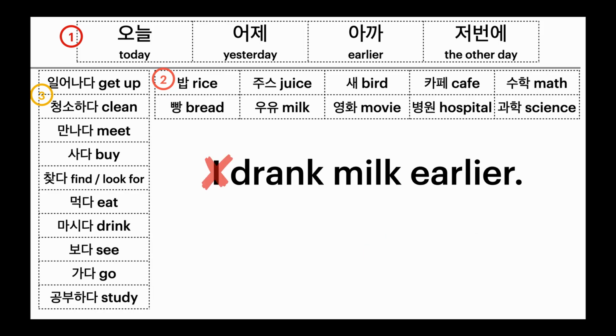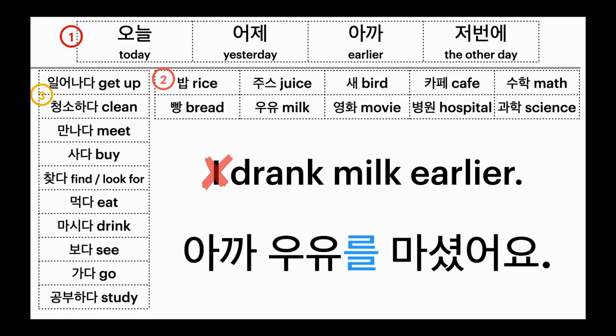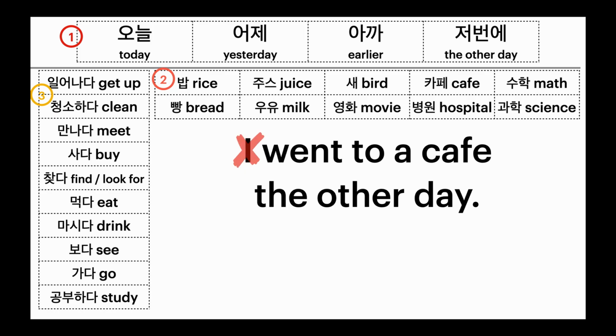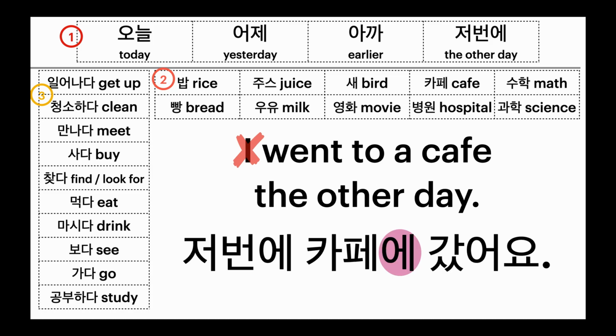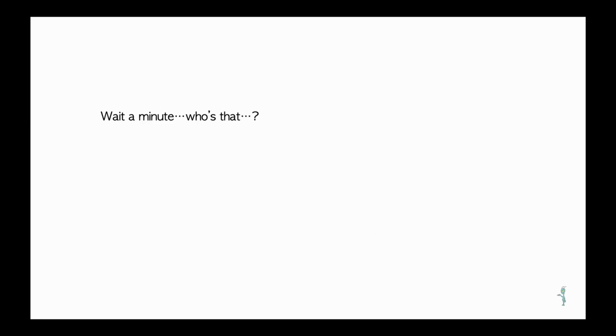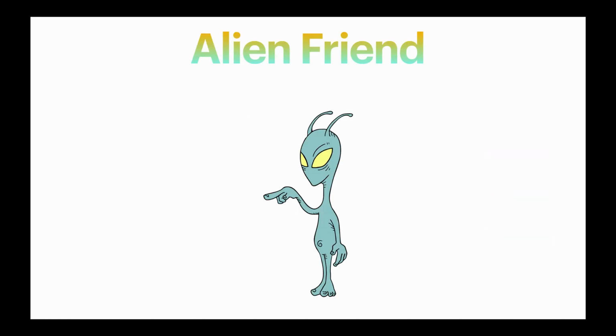I drank milk earlier. 아까 우유를 마셨어요. I went to a cafe the other day. 저번에 카페에 갔어요. Wait a minute. Who's that? Why, it's alien friend, aka 외계인 친구.